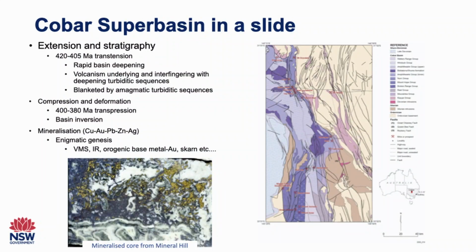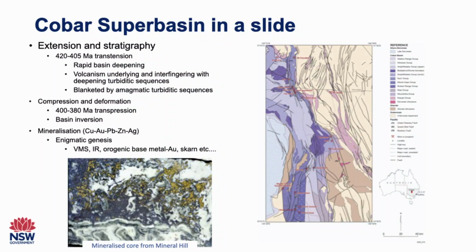So I'll just give a quick overview of the Cobar Basin. The basin was extension and basin deposition pretty much occurred between 420 and 405 million years. It deepened rapidly, and volcanism was going off early in the sequence, in the deepening, and then interfingers in a couple of troughs till slightly later in the basin history. And then the whole thing's blanketed by this light blue material, which is this amagmatic turbidite sequence of the upper Amphitheatre Group.